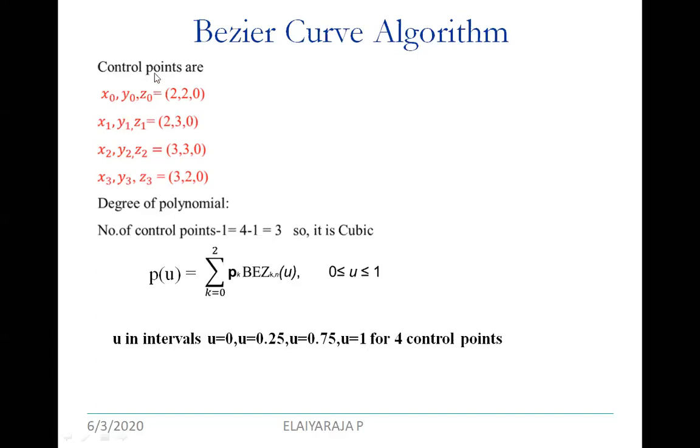So here we have 4 control points. So u intervals: u equal to 0 is the initial control point, the next is 0.25, the next u equal to 0.75, the next u equal to 1. You are going to calculate and find the values.